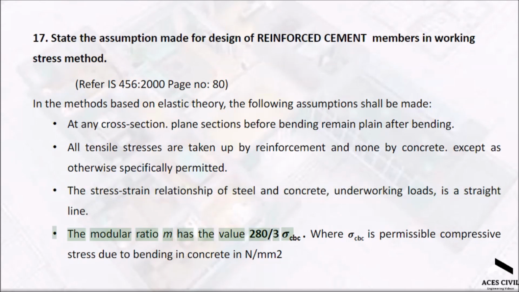The modular ratio m has the value 280/3σcbc, where σcbc is permissible compressive stress due to bending in concrete in N/mm².